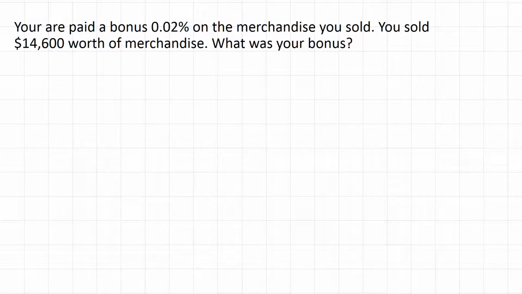And the last example is about getting a bonus paid out. You are paid a bonus of 0.02% on merchandise you sold. So you're obviously a salesperson and you sold $14,600 worth of merchandise. What was your bonus? So the question is asking, what is 0.02% of 14,600. First step is to divide by 100 because you want to get rid of this percent sign.